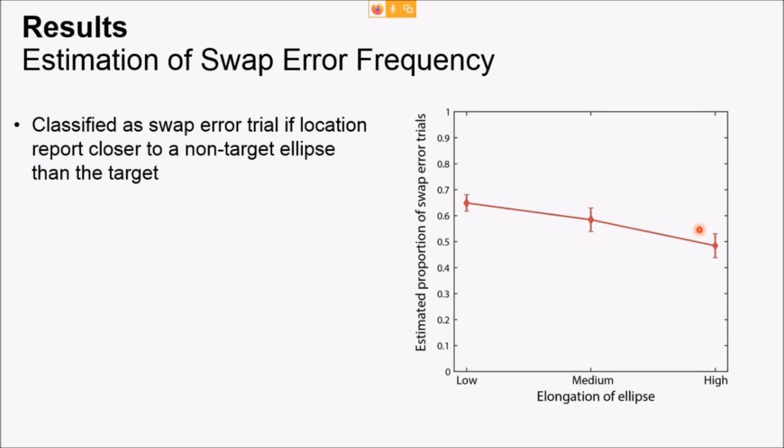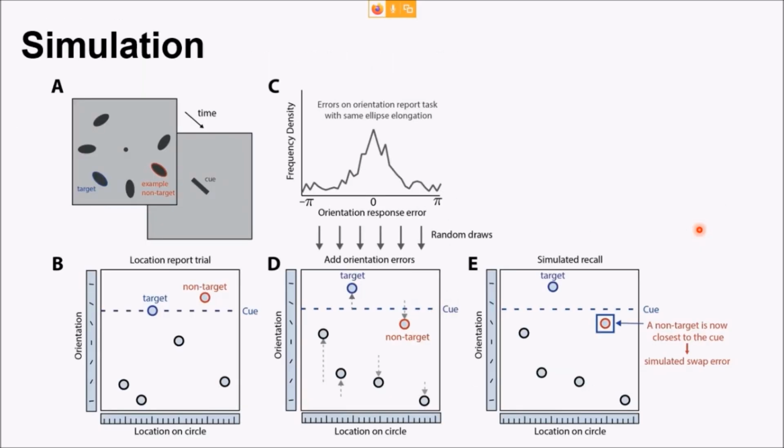We then wanted to determine whether this swap error frequency could be explained by variability in memory for the cue feature. And we did this using a simulation. The simulation ran through each of the location report trials, an example of which is shown here in A. The first step of the simulation, shown in B, was to determine the orientation of each of the ellipse stimuli within a trial. Here, the orientation is shown on the y-axis and location on the x-axis, and the cued orientation is represented by the dashed line.